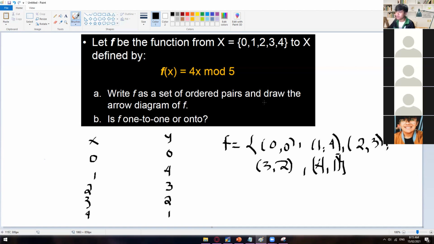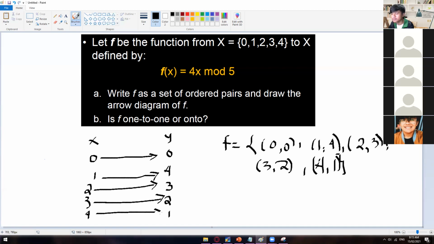And then it says here, draw the arrow diagram of f. So just simply do this one. So here's now the arrow diagram of this function.